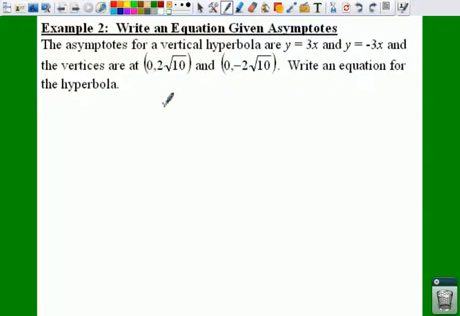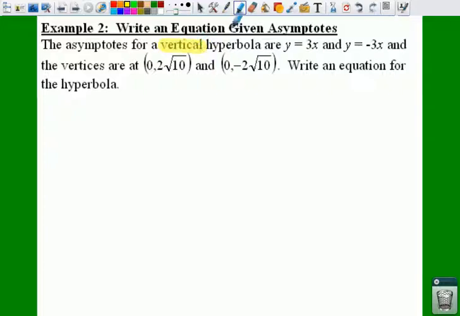It says the asymptotes for a vertical hyperbola are y equals 3x and y equals negative 3x, and the vertices are at (0, 2 radical 10) and (0, negative 2 radical 10). Write an equation for the hyperbola. Well, the first thing it tells us is we have a vertical hyperbola.